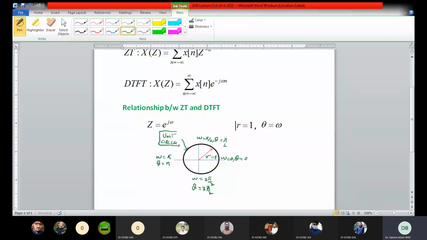Unit circle has its significance with respect to the Z transform. Whenever you talk about Z transform, the term unit circle comes everywhere in your path, right? So we can say that Z transform is equal to Fourier transform at r is equal to 1, right? Any confusion?